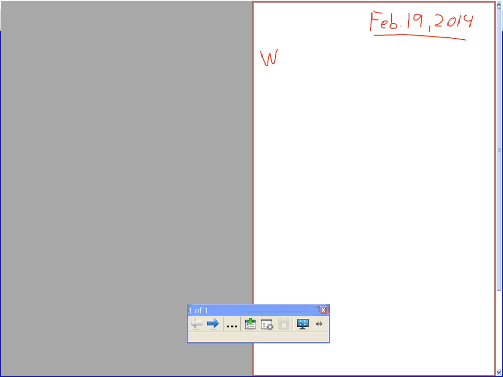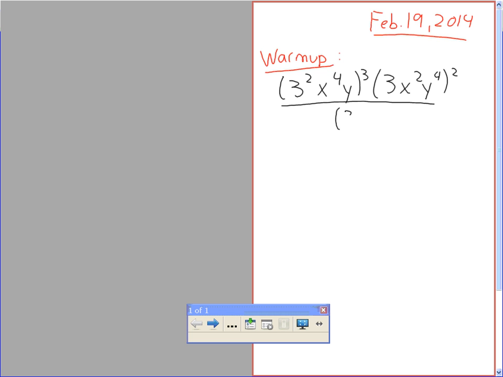Warm up. Okay, we're going to have 3 squared x4y cubed times 3x squared y4 squared divided by 3x y7 cubed. Okay, Natasha, looking at this, what would you do first? Multiply all the exponents. Okay, go ahead. 3 times 6.